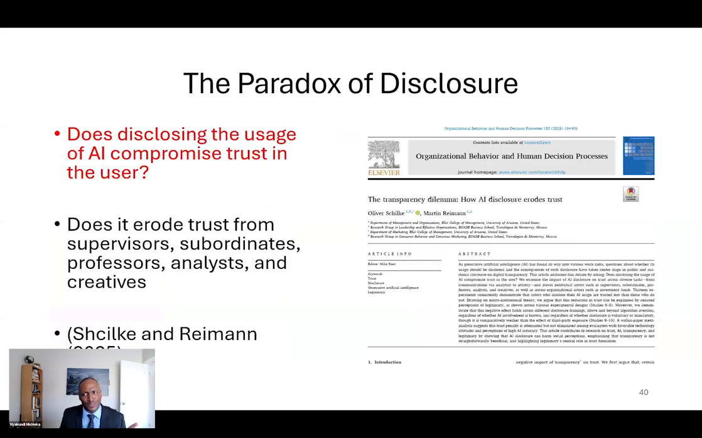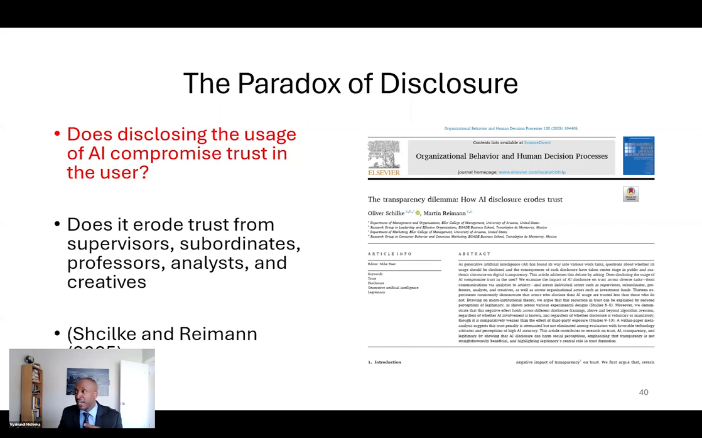This is called the paradox of disclosure. Does disclosing the usage of AI compromise trust in the user? If I was to say that I wrote this amazing paper, but I used some AI in it, does it erode the trust from supervisors or professors or analysts or folks who are doing creative work? If I'm doing art or music or movies, does my disclosure actually erode some of that? Does it water it down?